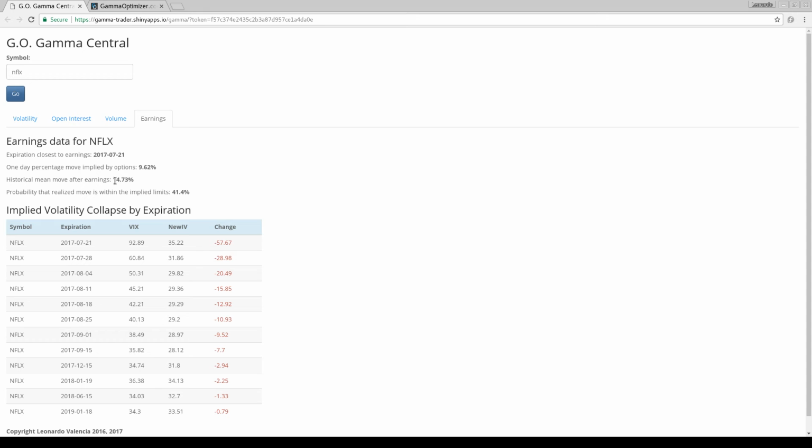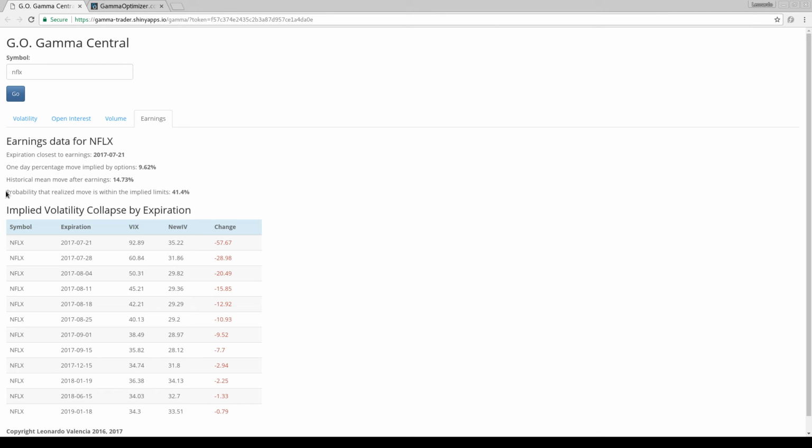This amount of overpricing compared with historical, and I guess one of the reasons is that for the past few earnings cycles, Netflix hasn't moved that much. So I guess the expectations have come down a little bit, but still it is overpriced.